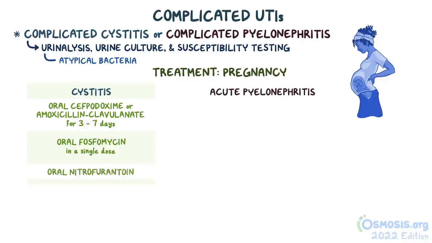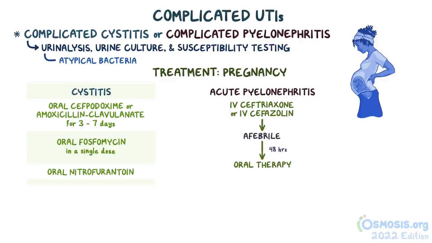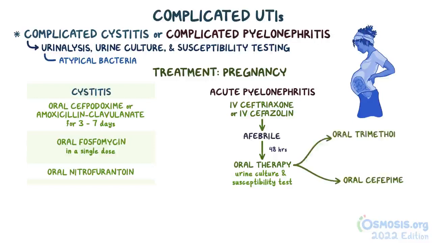Acute pyelonephritis in pregnant women is treated with IV ceftriaxone or IV cefazolin until the female is afebrile. Once afebrile for 48 hours, pregnant females are switched to oral therapy according to the results of the urine culture and susceptibility test. Options include oral cefepime. Oral trimethoprim sulfamethoxazole can be used during the second trimester. The duration of the oral antibiotic treatment is 10 days.